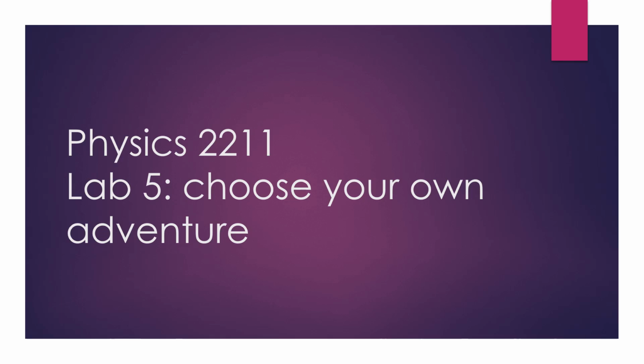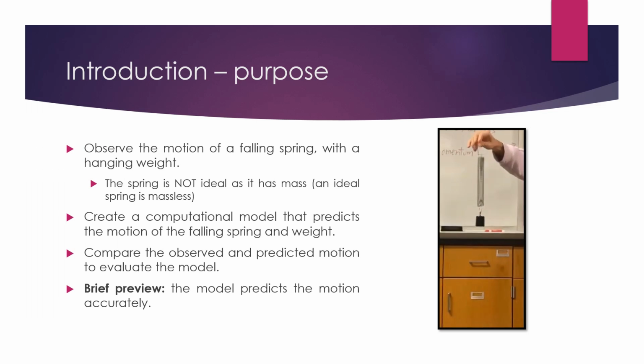Hello, this is my Physics 2211 Lab 5 Choose Your Own Adventure lab report. The purpose of this lab is to observe the motion of a falling spring with a hanging weight. The spring, however, is not ideal as it has mass, and an ideal spring is considered massless.